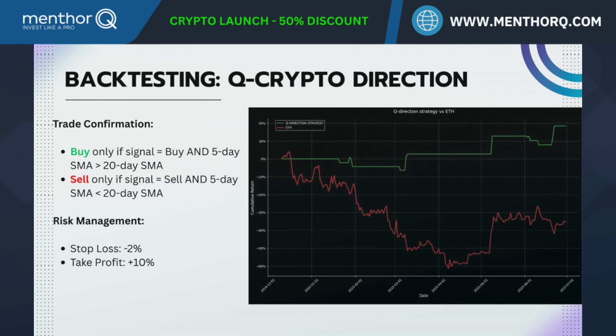And again, here on Ethereum, we see that Ethereum lost about 50% during the period. The strategy returned almost 20%. And again, just really simply applying a tight stop loss and a 10% take profit target.